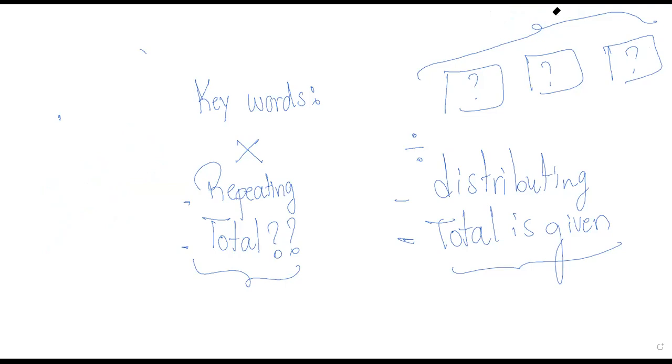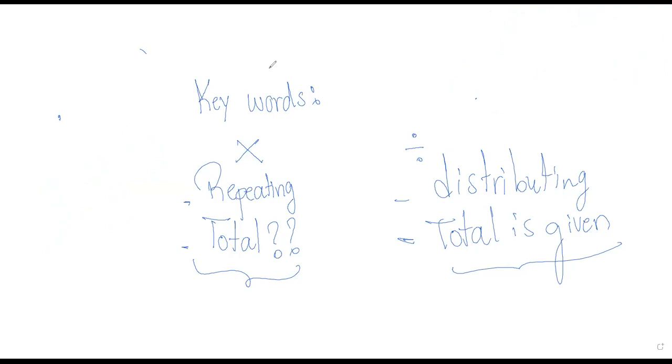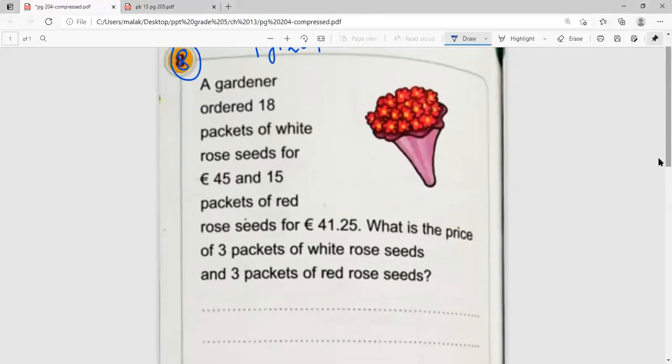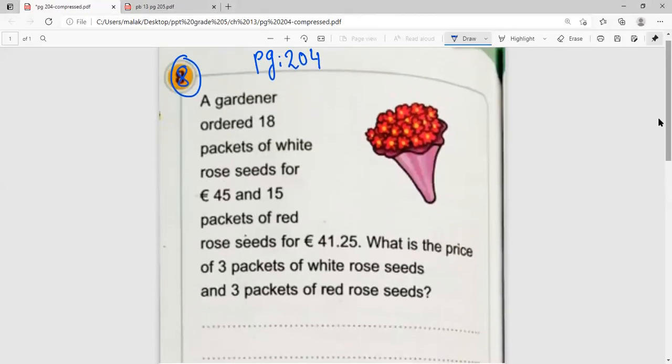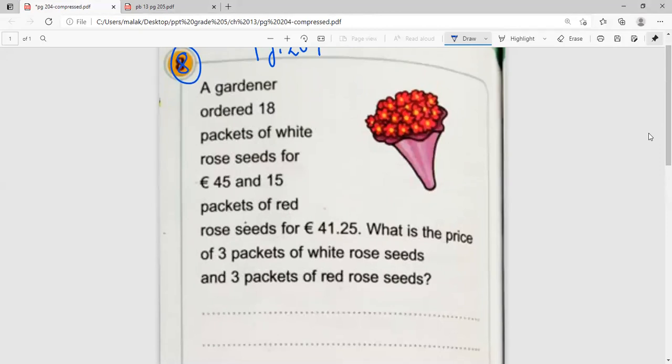Excellent, bravo. When we have to divide? If you are distributing, and the total is? If we know the total. Bravo Adam, we know the total number. Excellent. So is it clear? Yes. Okay. Let's start with problem 8.